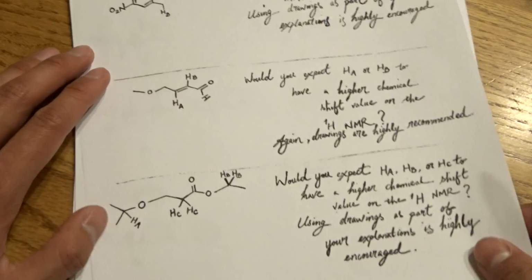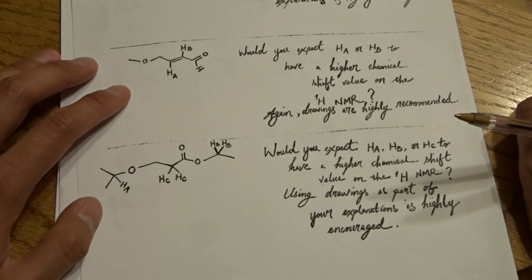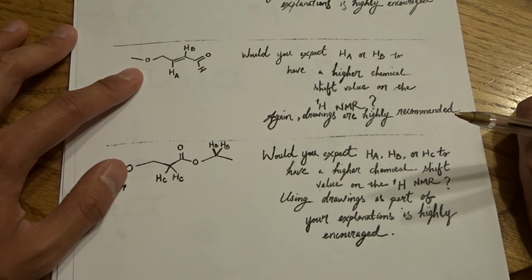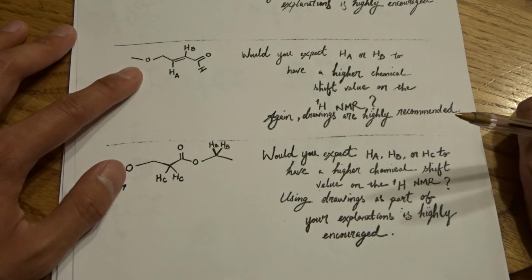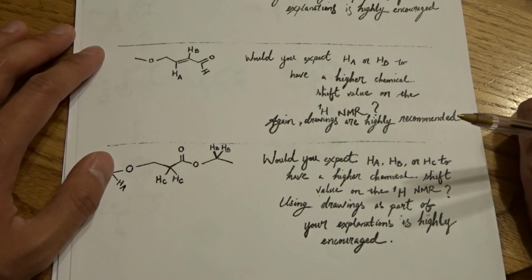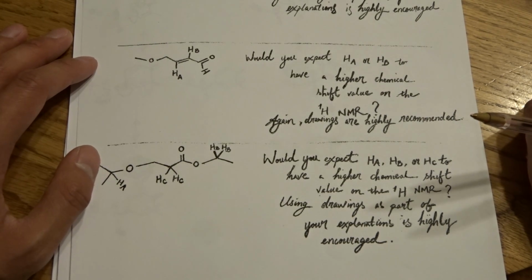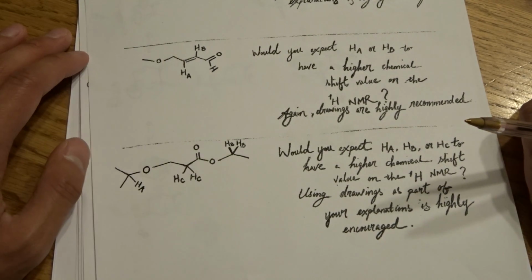Okay. All right. Next problem. Would you expect HA or HB to have a higher chemical shift value on the proton NMR? Again, drawings are highly recommended. So what does it mean to have a higher chemical shift value on the HNMR? Higher chemical shift value means the atom is more deshielded, okay?